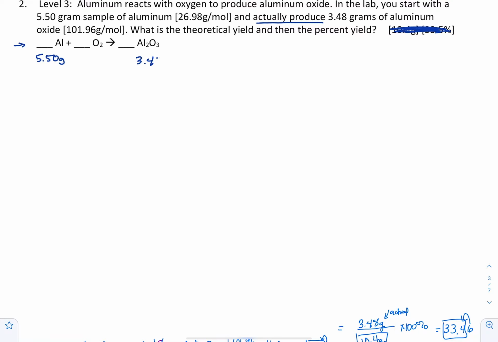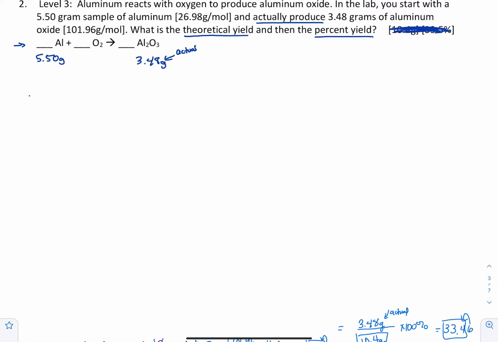So 3.48 grams. If it says something like that, I would add a little word like "actual" or a little notation so I wasn't confused. But you notice this, look again. If you've got a number here to start with and a number here to start with, then it usually means that it's a percent yield. So what is the theoretical yield, and then what is the percent yield? It's really common to have to solve for both.